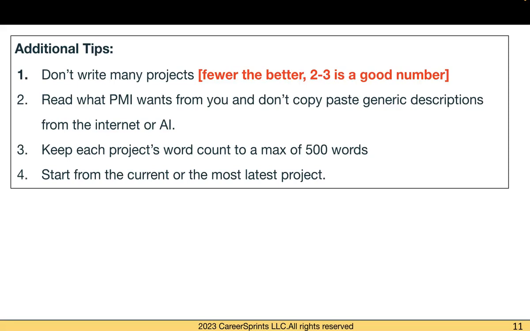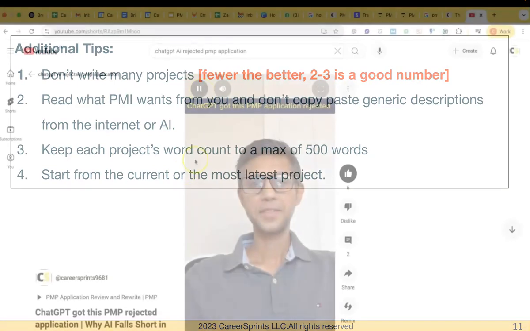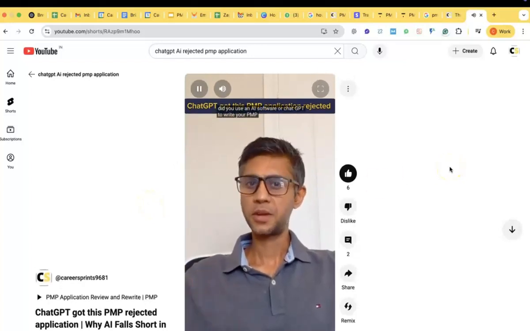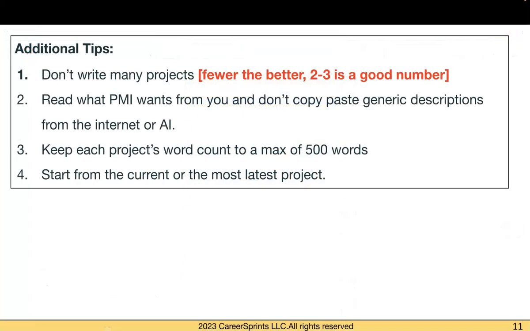Secondly, read what PMI wants from you. As I explained previously, look at the way you need to write out the different sections of the application, right? The description. And don't just copy paste generic descriptions that you get from the internet, like from another blog or from artificial intelligence software. If you do that, in all probability, PMI will fail the application.